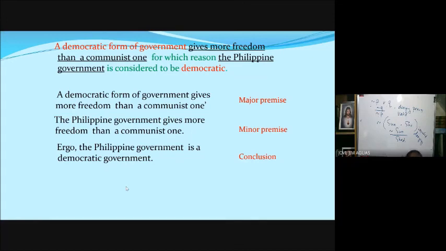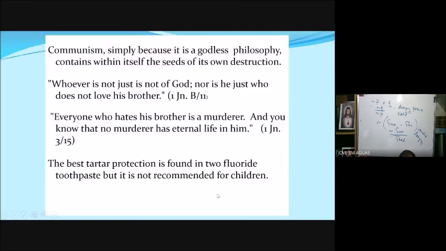Then we apply the rules that we have studied about categorical argument, hypothetical argument, and so on and so forth. Any question? Any question?